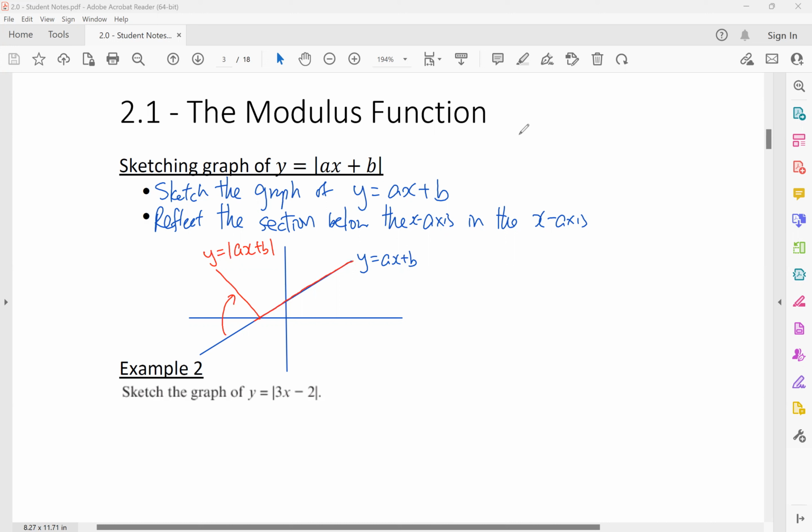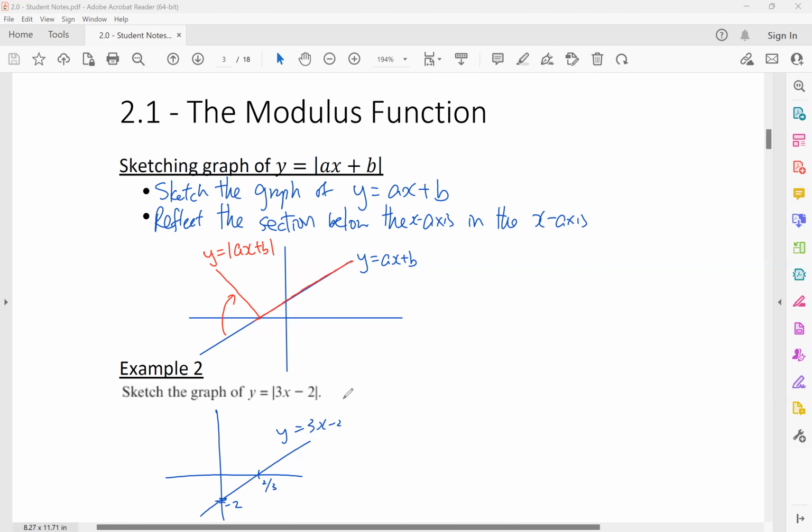Right. Next one. Example number 2: sketch a graph of y equals modulus of 3x minus 2. So we can do a draft using a pencil. Let's draw the graph of y equals 3x minus 2 without the modulus. When x is 0, y is minus 2. When y is 0, x is 2/3. So it'll be like this. That's the graph of y equals 3x minus 2.